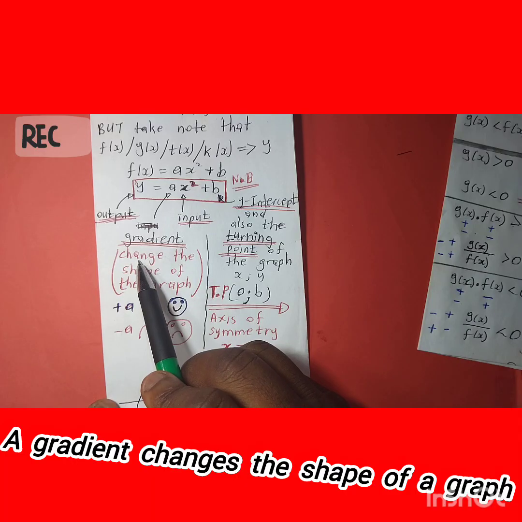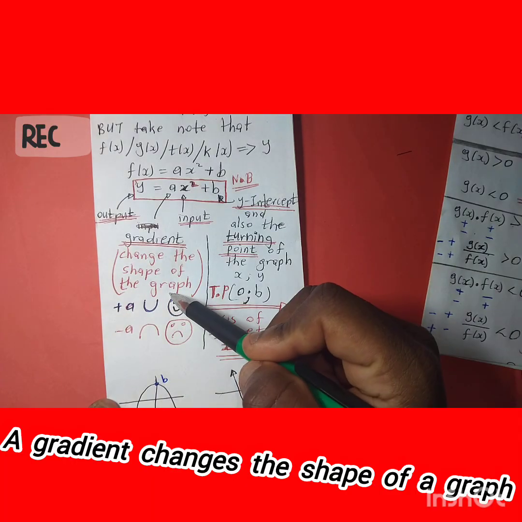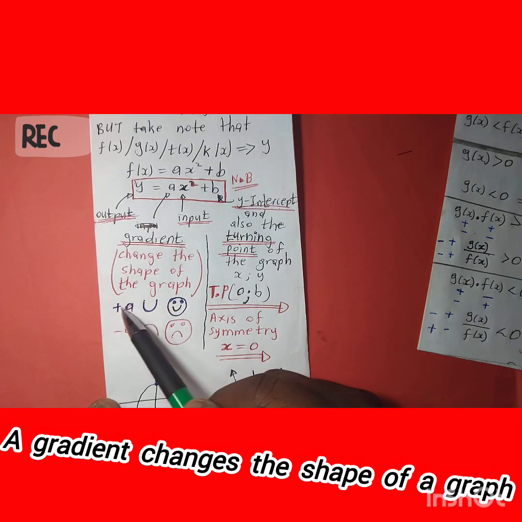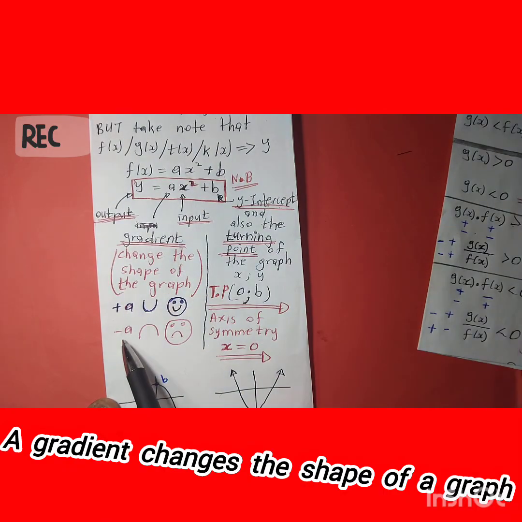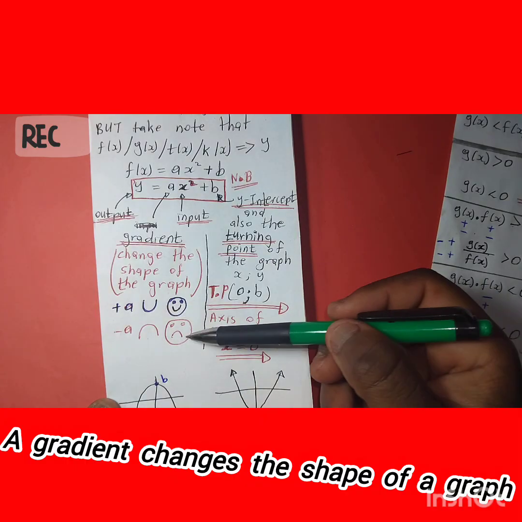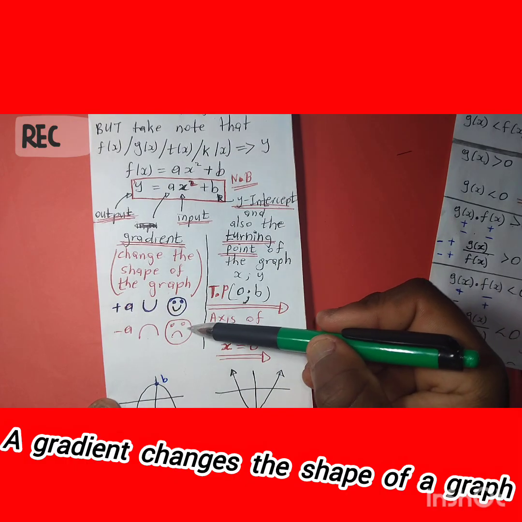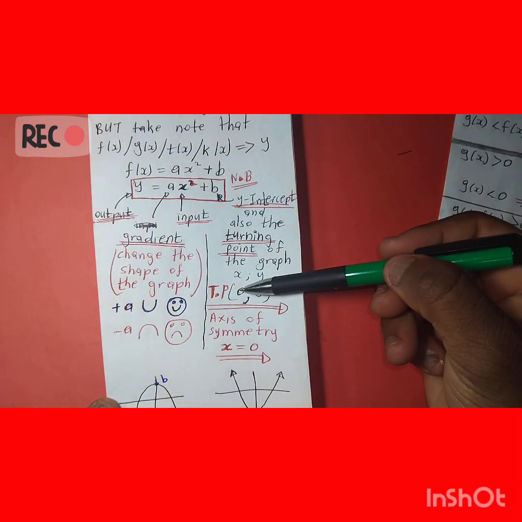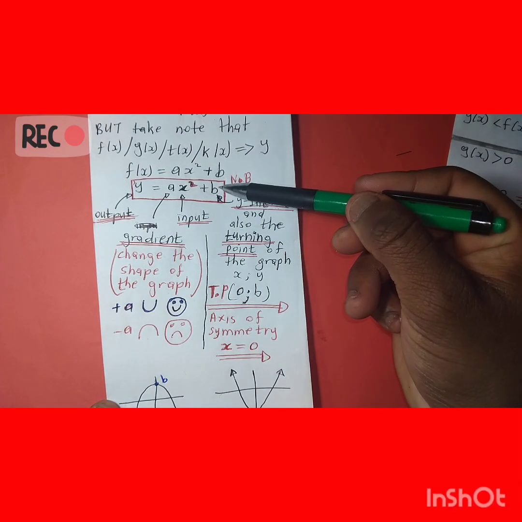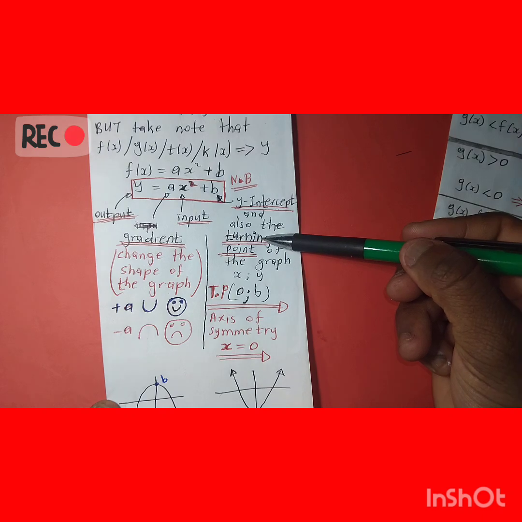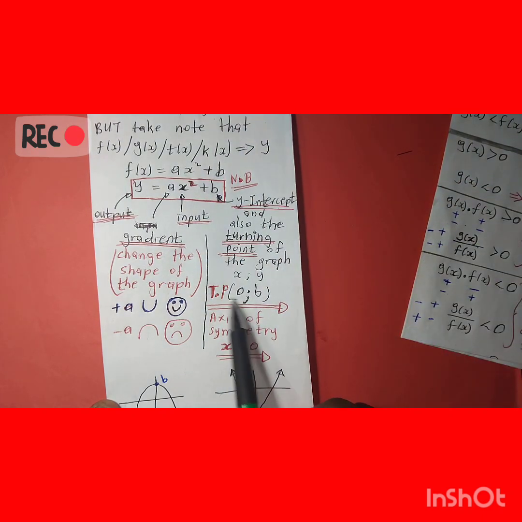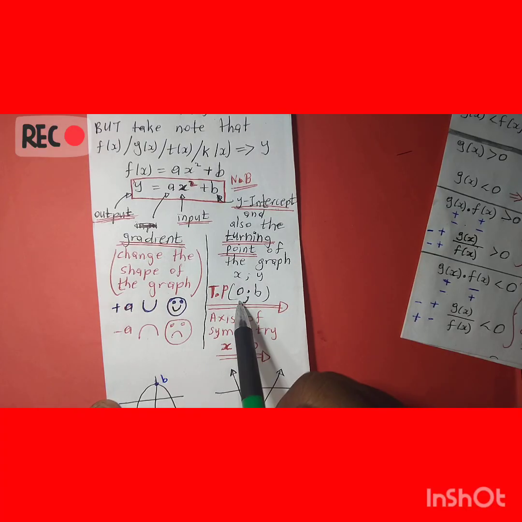A gradient changes the shape of a graph. If the gradient is positive, it means your graph will be a smiling face. But if your gradient is negative, it means that your graph will be a sad face, as you can see there. And I told you that b is your what? It's your turning point, or your y-intercept, and your turning point will be represented in this form, whereby your x value is 0 and your y value is b.